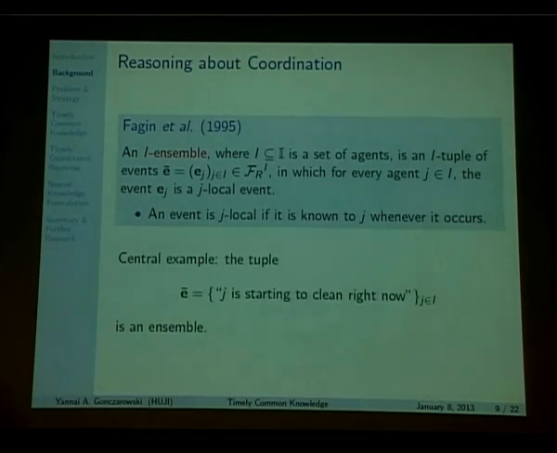For example, the tuple in which the jth element is "J is starting to clean right now" is a very natural ensemble. If J is starting to clean, and I said that the actions of the robots depend on their local states, then J knows that it is starting to clean. So this will be a main example of an ensemble that we will see later on.